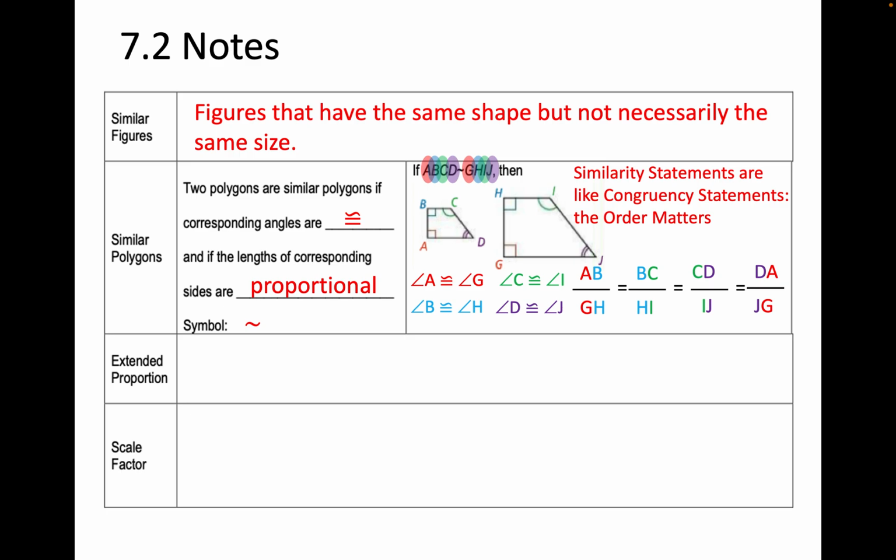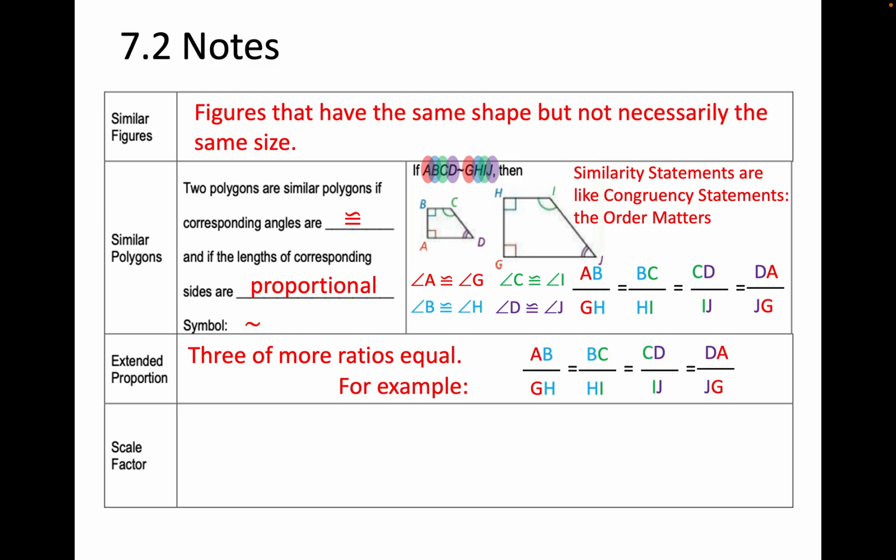We talked before about an extended ratio is a comparison of 3 or more things by division. So an extended proportion is simply 3 or more ratios that are equal. So for example, the thing we have above here is an extended proportion because we have, in this case, 4 equal ratios. Finally, we have something called a scale factor, and that is the ratio of the corresponding linear measurements. So what is the ratio, for example, AB to GH? What is the size of that smaller quadrilateral to the big one?